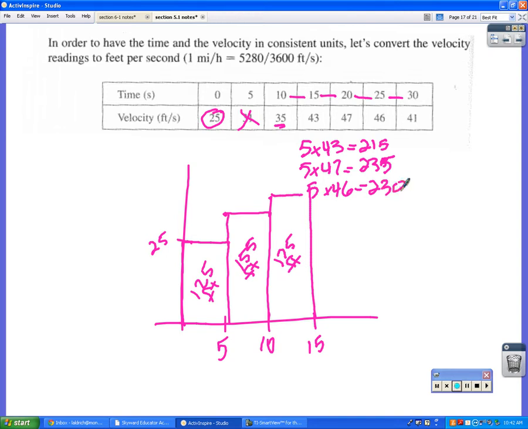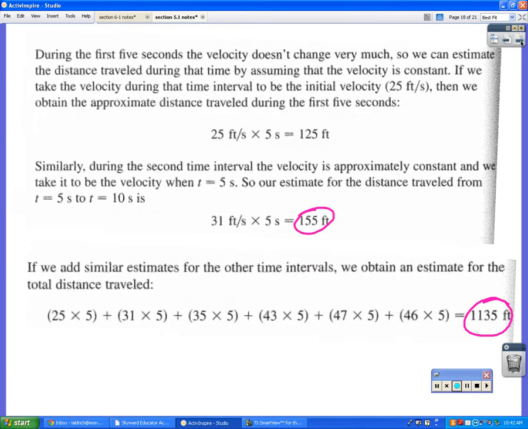230. And then if you add these 1, 2, 3, 4, 5, 6 rectangle areas together, you get a final answer of this right here. Okay? So again, I guess that's bad math. You could do better than that, but they're trying to make a connection between the area under the curve problem and the distance traveled problem. Okay? Don't shoot the messenger.